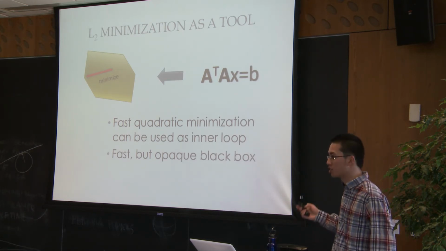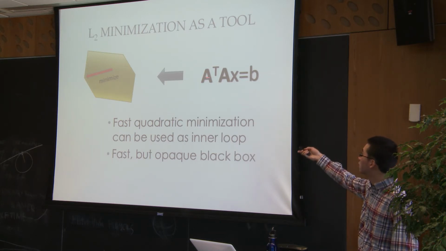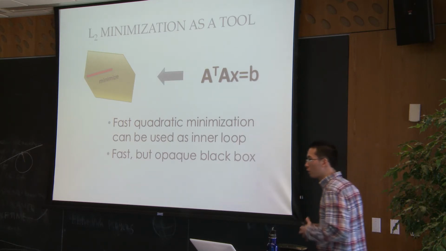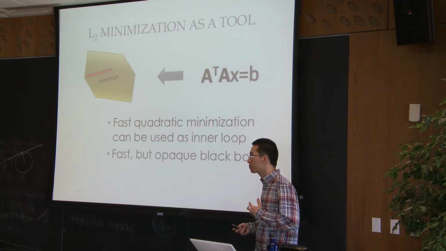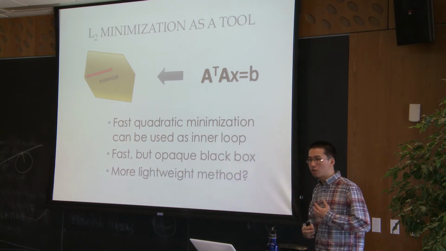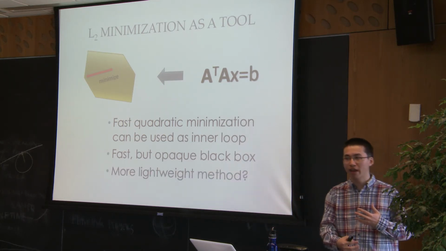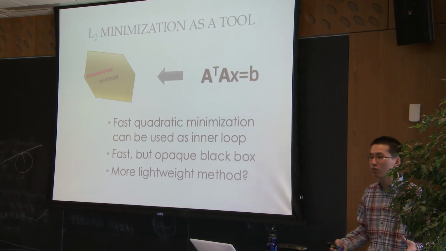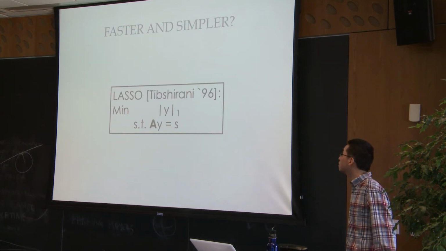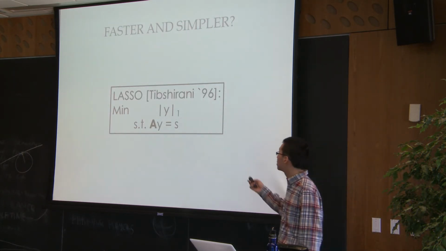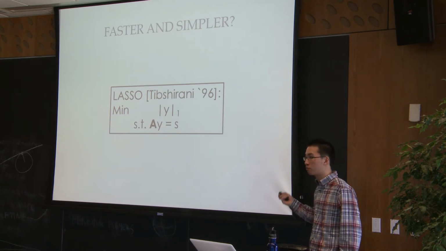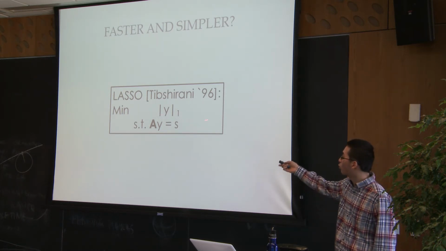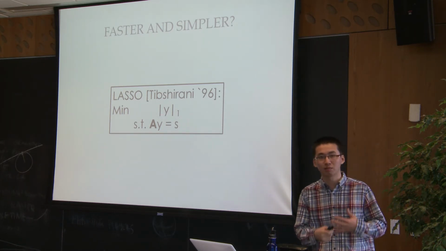But the issue is that if you look at the results for this reduction, going from quadratic to general minimization, it's a bit of an opaque black box. It's very hard to pin down what exactly is going on in this algorithm. So what I'll talk about for the rest of this talk is whether there are more natural and more lightweight methods for making this transition and solving optimization problems using quadratic minimization. The problem that I'll focus on is this lasso problem. This was kind of the canonical non-quadratic minimization problem. Here I want to minimize the one norm of some vector subject to some linear constraints on it.